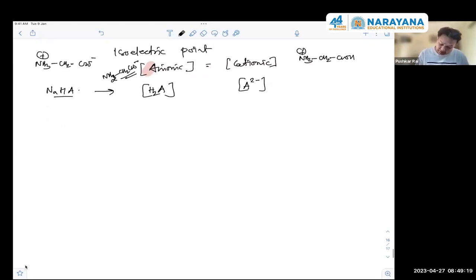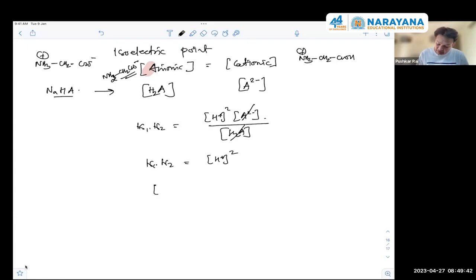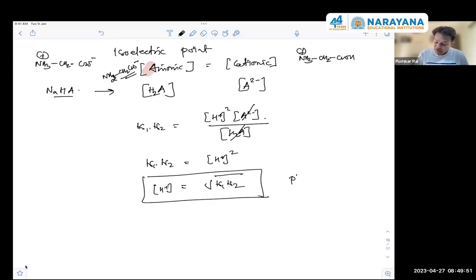The idea is that we very well know that K1 into K2 is equal to concentration of H plus whole square into A2 negative divided by H2A. So if A2 negative is exactly equal to H2A, then K1 into K2 is equal to simply H plus whole square, which gives us that H plus at this point should be equal to under root of K1, K2. So this is the pH at isoelectric point.